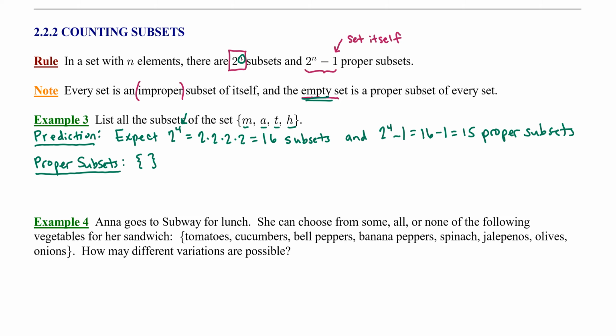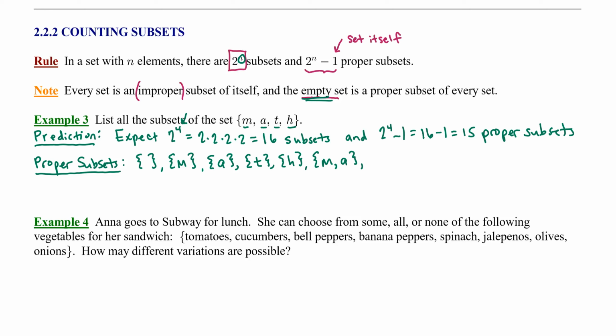Next, we could consider all of the one-letter subsets. So one possible subset would be the set containing the letter M, or the set containing the letter A. And we could do that for each of the individual letters of the original set. Now, let's list all of the 2-letter subsets. So one possible 2-letter subset is the set that contains M and A.